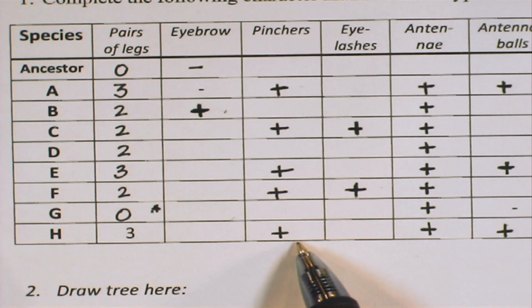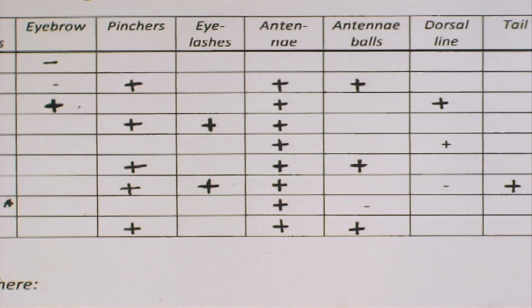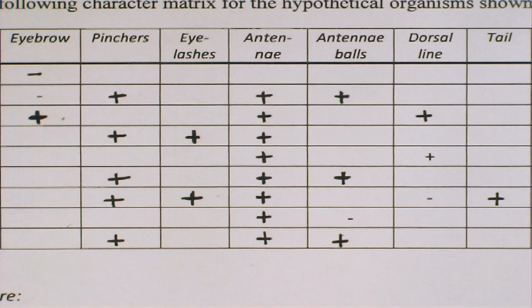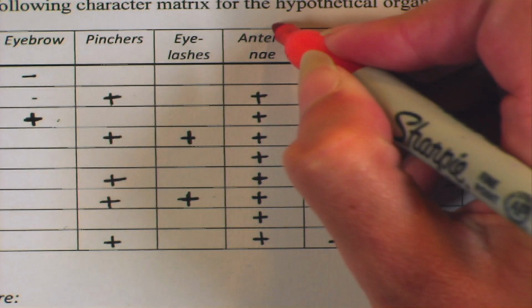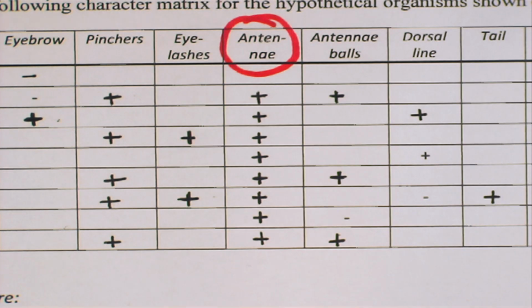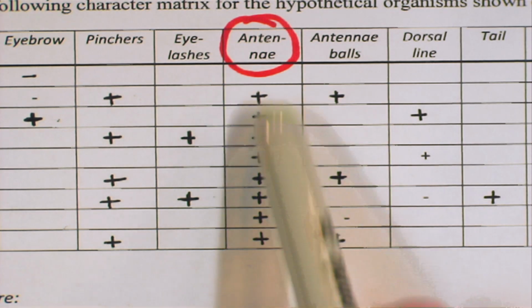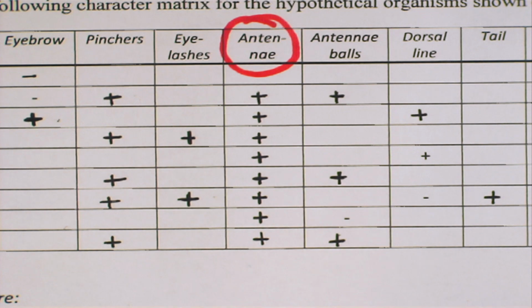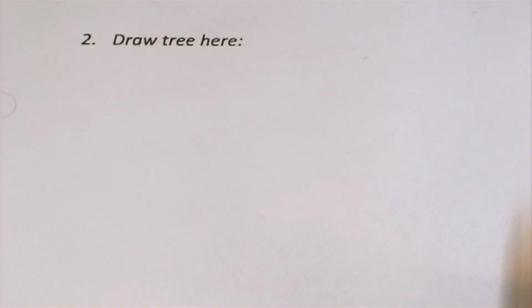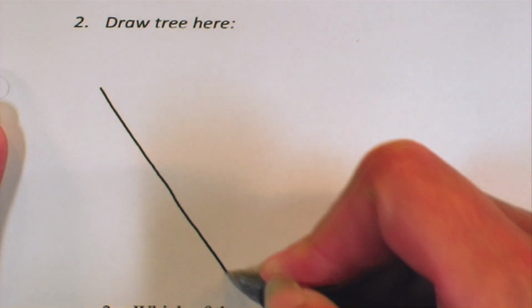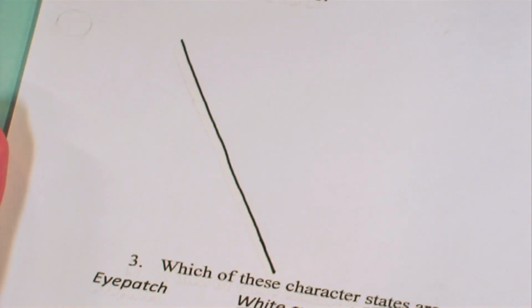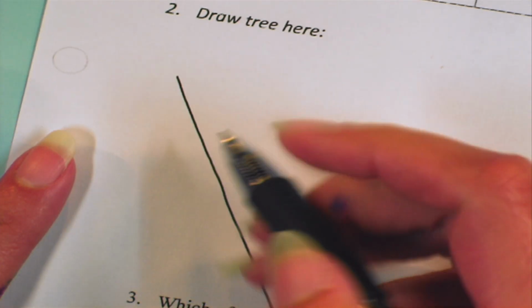Pinchers are more common, but it's not all the way across. And of course, the first one that should strike you as a little bit interesting is going to be the antenna. So clearly, all organisms are going to have an antenna except for the ancestor. So let's go ahead and mark that off. What we're going to do when we draw our tree, remember, we start with the check mark. I'm going to draw a nice big line there. And we're going to put our outgroup here on the far left, and that of course is going to be the ancestor.